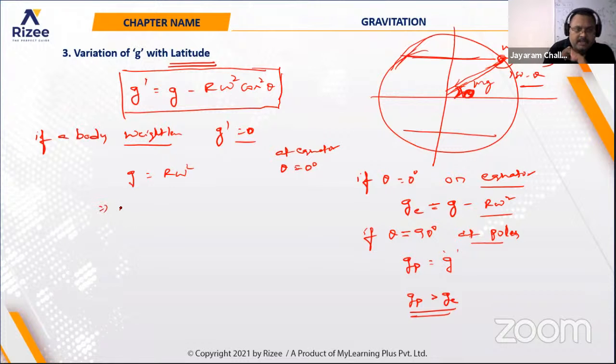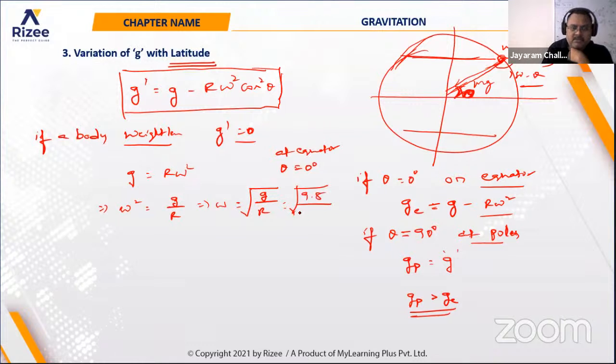Then what should your angular velocity be? Omega square is equal to G by R, so omega is equal to root over G by R. G value is 9.8 and R is some 6,400 kilometers, that is into 10 to the power of 3 meters also. If I take this, you can solve it and you'll get omega is equal to 1 by 800.